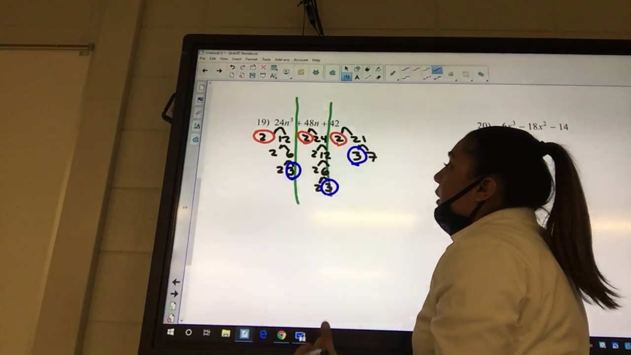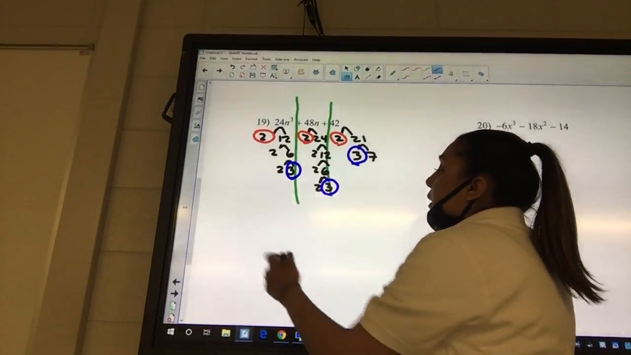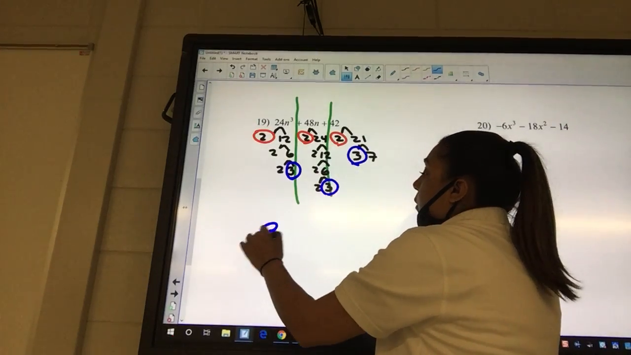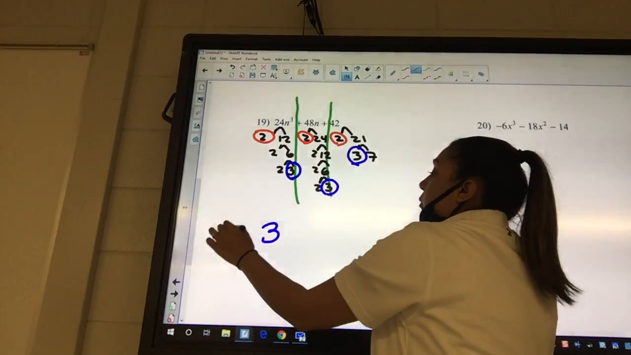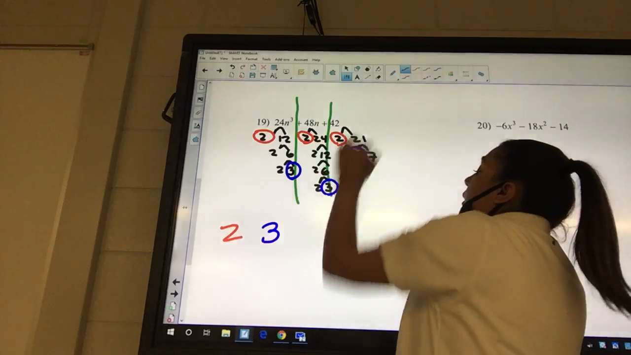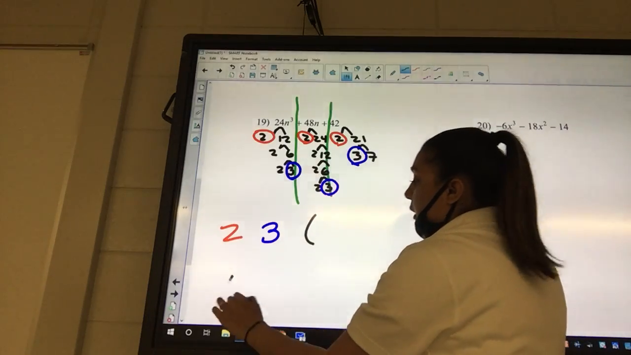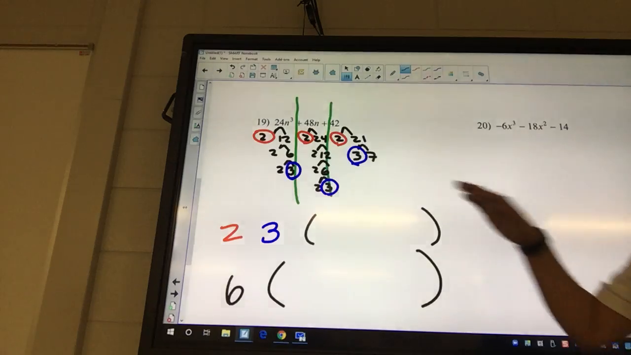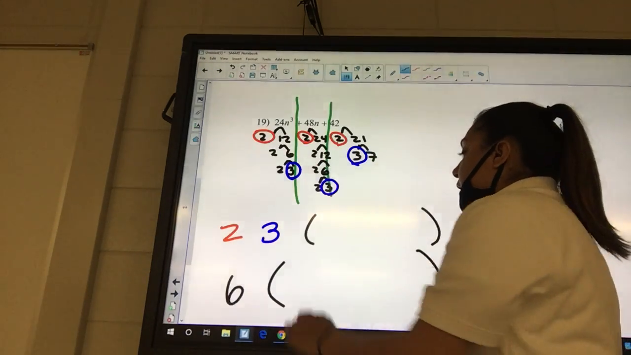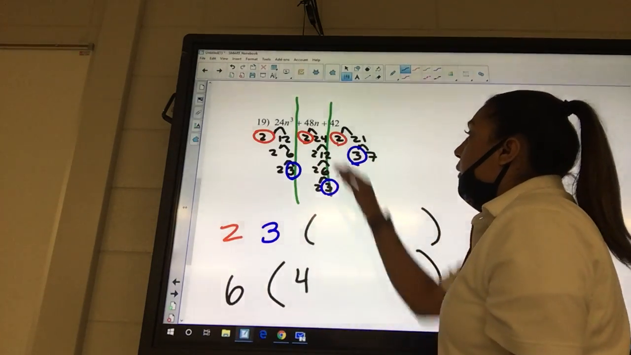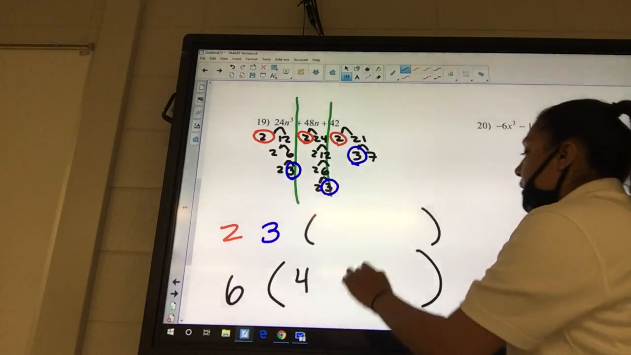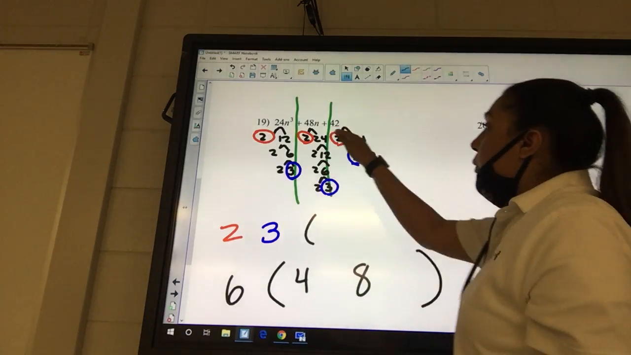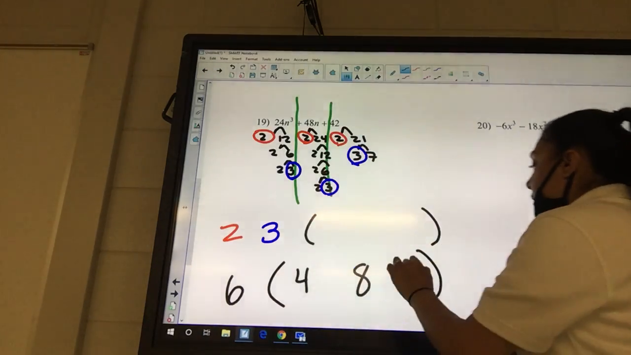And so our number on the outside is going to be a 6. Okay. 1, 3 for that group, and 1, 2 for the other group. Okay, and so you multiply them. So it's really going to be 6 parentheses. Okay, so 24 divided by 6 is 4. 48 divided by 6 is 8. 42 divided by 6 is 7.